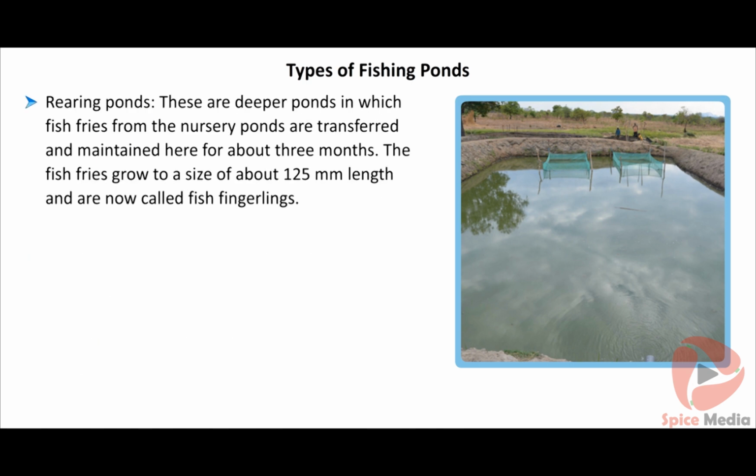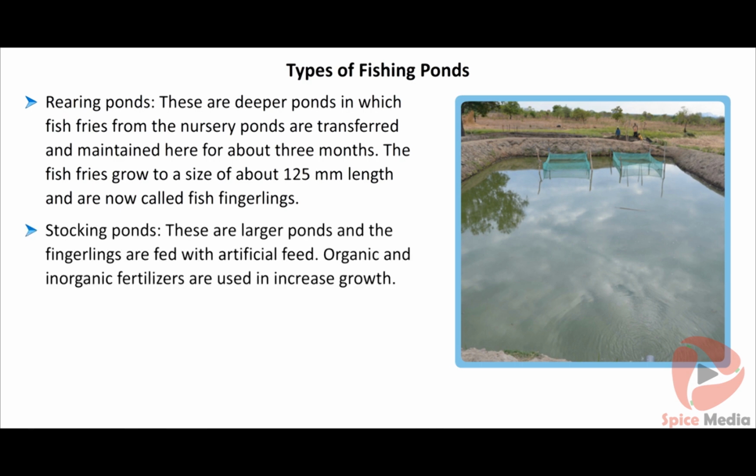Rearing ponds. These are deeper ponds in which fish fries from the nursery ponds are transferred and maintained here for about 3 months. The fish fries grow to a size of about 125 millimeters length and are now called fish fingerlings. Stocking ponds. These are larger ponds and the fingerlings are fed with artificial feed. Organic and inorganic fertilizers are used to increase growth.